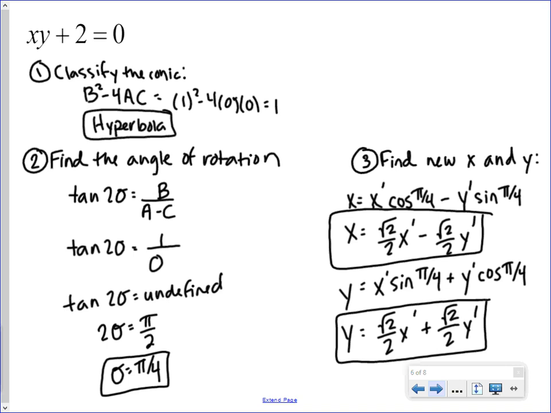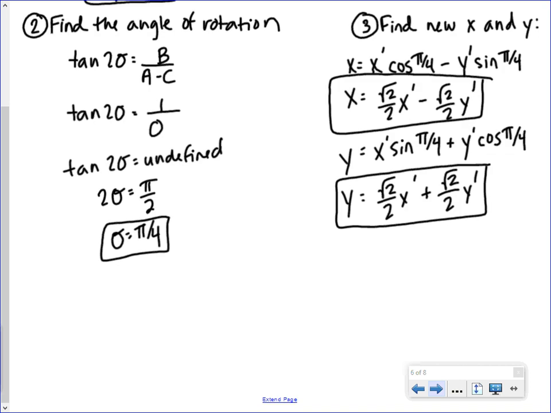Is everybody okay with what I've done so far? Okay, so you're always going to do these 3 things at the very beginning. It's just kind of like getting yourself ready. The next step is we're going to go back to the original problem, xy plus 2 equals 0. We're going to sub in our new x and our new y. So we're going to replace those with those things that don't look very nice, with the x prime, y primes, and the square root of 2 over 2. So step 4 would be sub into my original equation, xy plus 2 equals 0.